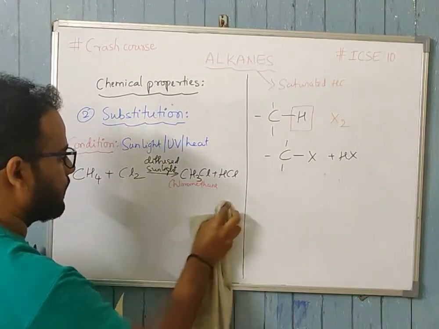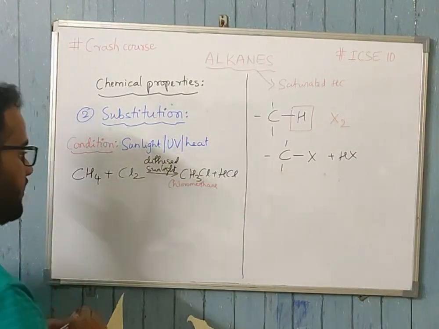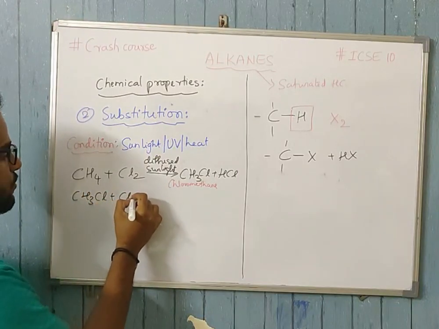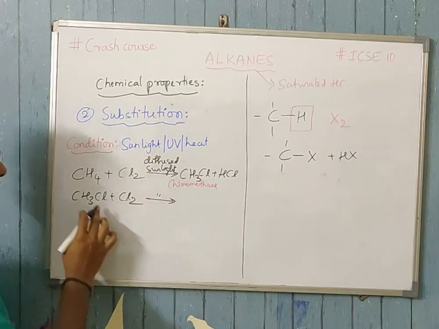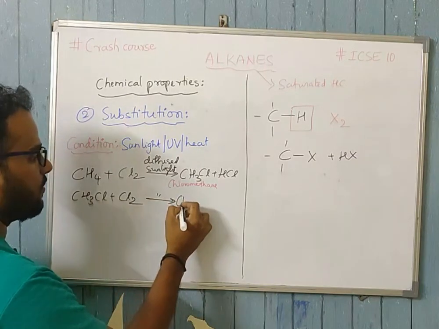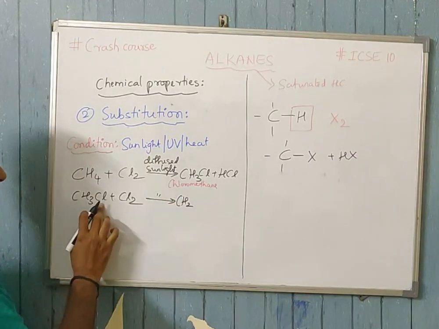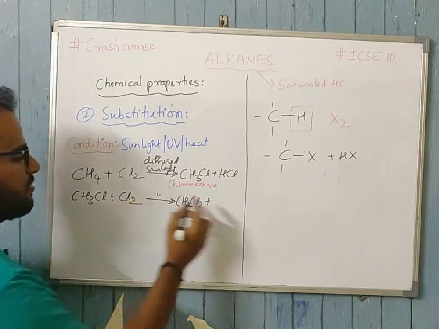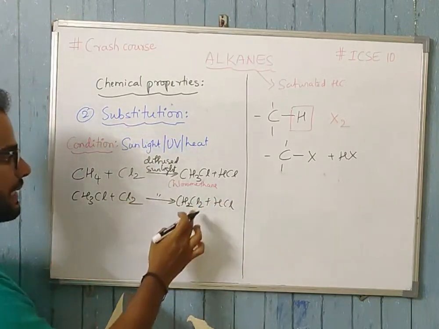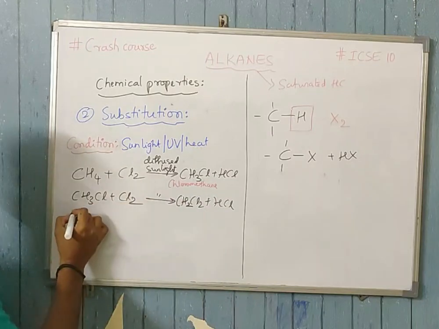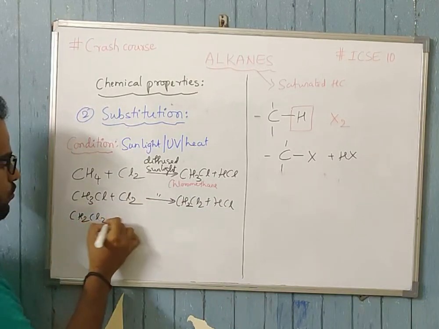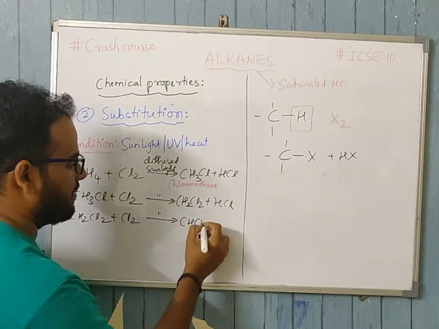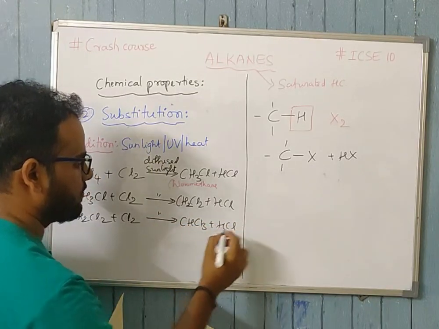So you have to take that and proceed next. CH3Cl plus Cl2. Under the same condition, 1 H you reduce, you write it as CH2. 1 Cl is already there, 1 more Cl you add, Cl2, it will become plus HCl. Dichloromethane. That dichloromethane undergoes further substitution. CHCl3 plus HCl we get.